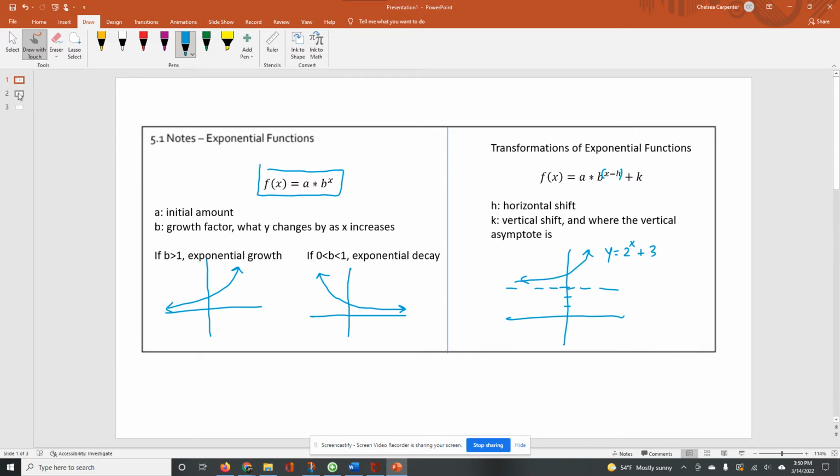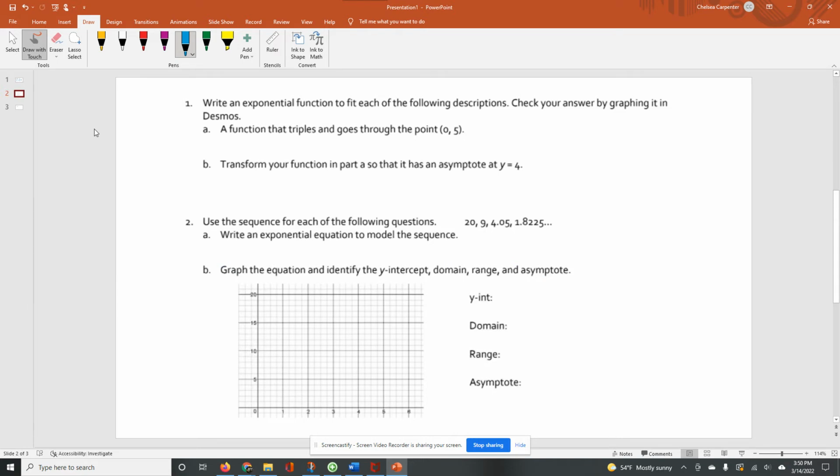I'm going to go ahead and go through the example problems with you. So if you want to try these on your own, go ahead, pause the video, come back and look at this. So let's go. Write an exponential function to fit each of the following descriptions. Check your answer by graphing it in Desmos.